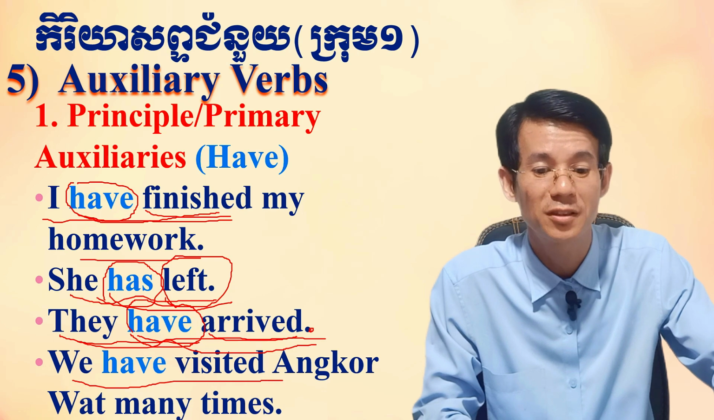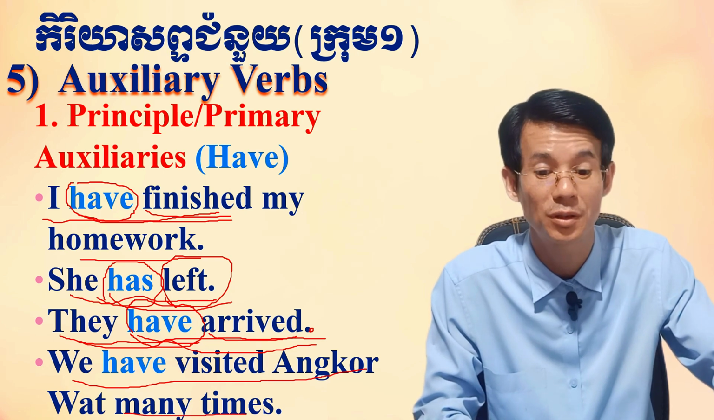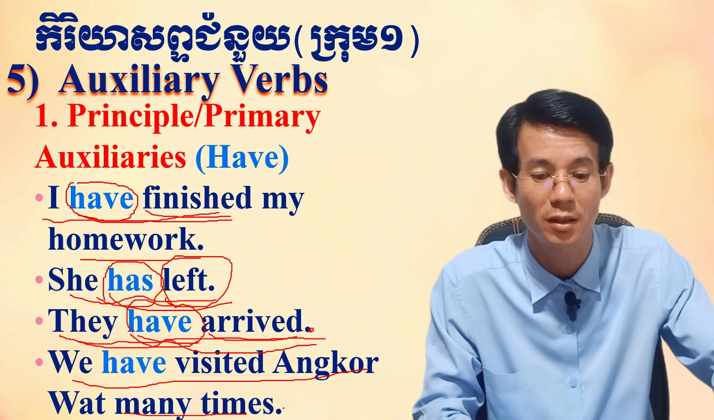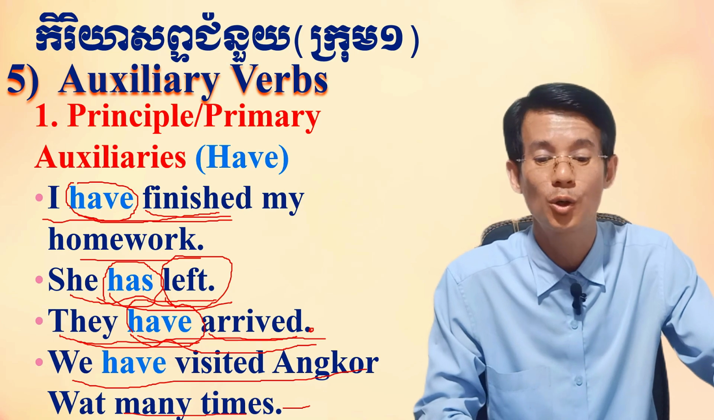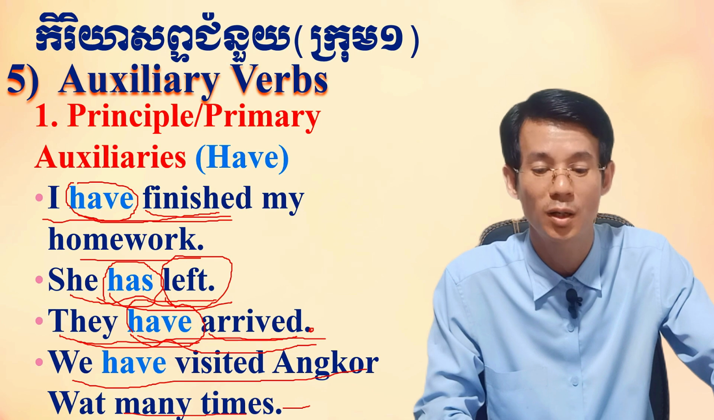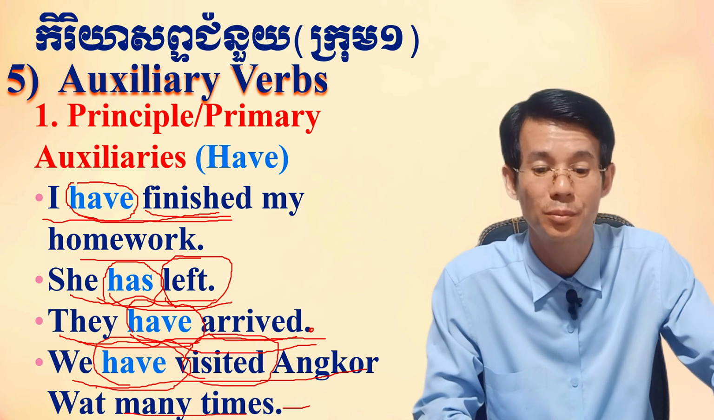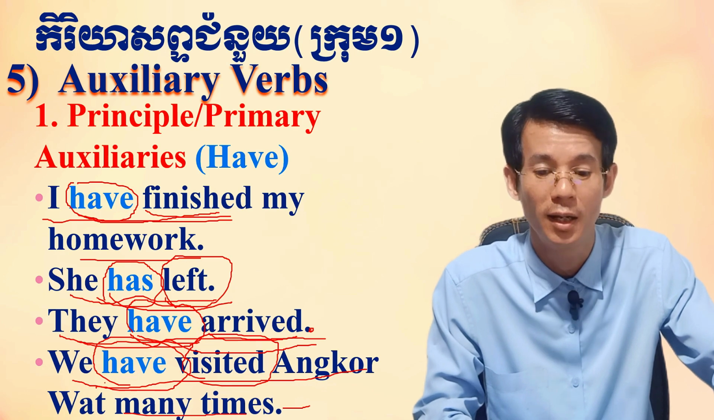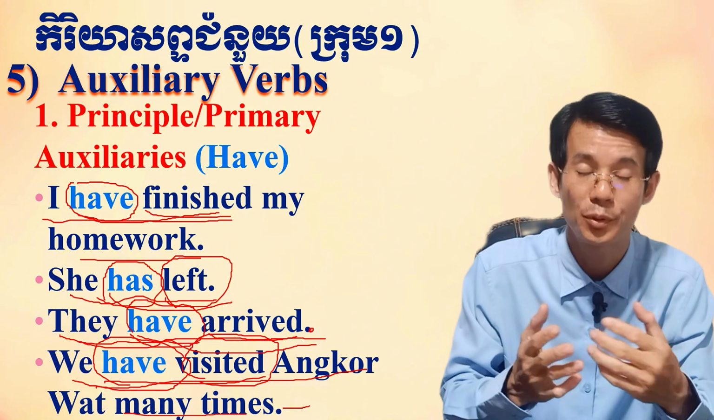We have visited Angkor Wat many times. We have visited Angkor Wat many times. This one fits the situation well: we have visited Angkor Wat many times already. Have is a principal auxiliary. Visited is the past participle. These two words form the present perfect.